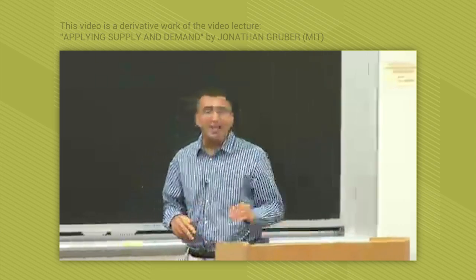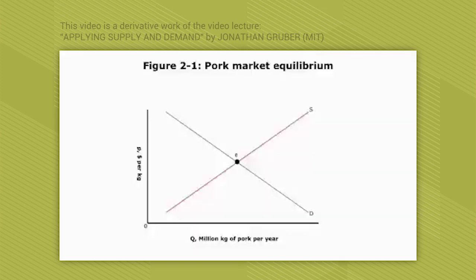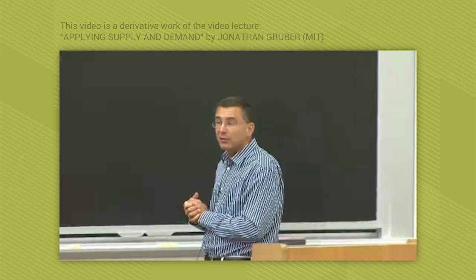To review, let's go to our basic supply and demand graph, figure 2.1 in the handout. You talked in section about the market for pork. That's the market Perloff uses, seems as good as any, so we'll continue to rely on that. The market for pork. In this pork market, you have a demand curve and a supply curve.